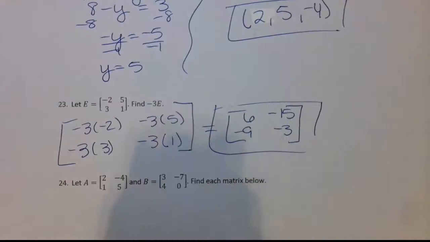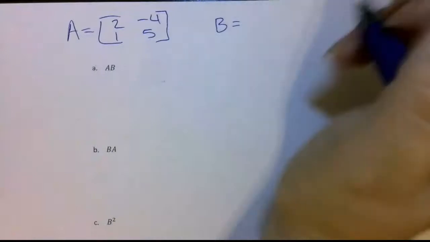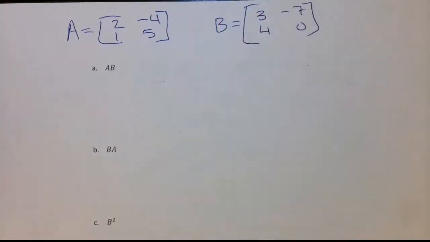Okay, on 24, my computer printed it out on this page. On yours, when I save it as a PDF, it'll be on the other page. So I'm going to flip this over, and then I will write my matrices above. I have A equals 2, -4, 1, 5, and B equals 3, 4, -7, 0. Like I said, on your page, this will be on the right side.